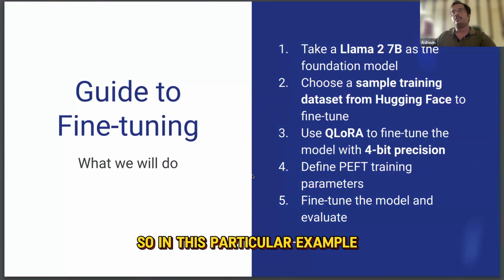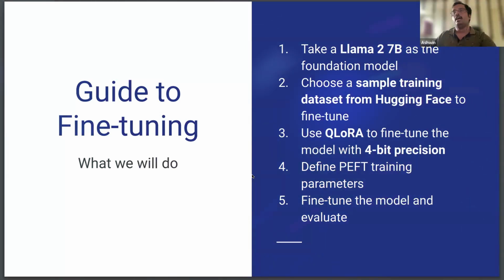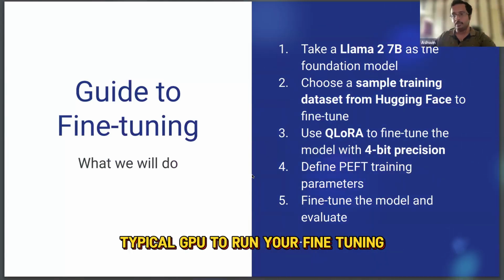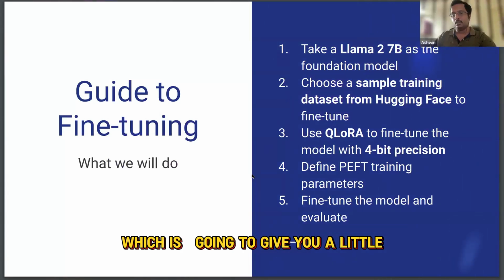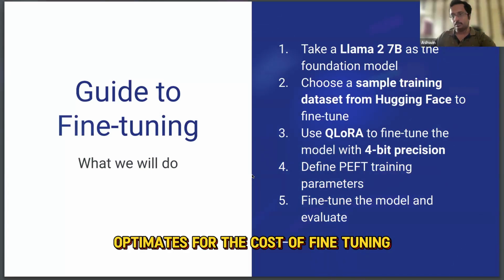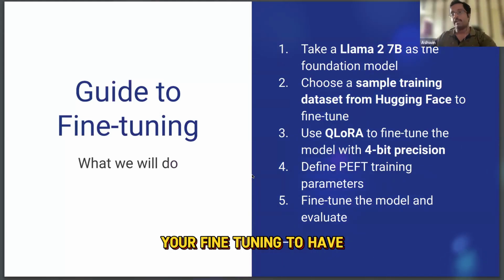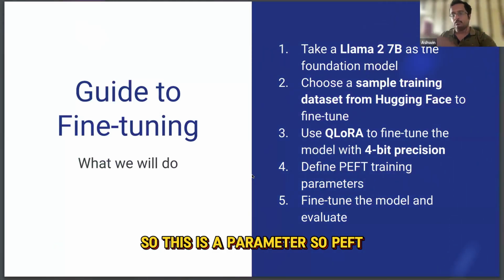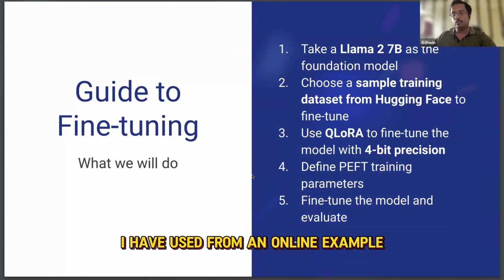In this particular example, I'm using QLoRA, which is a variant of the LoRA that you saw in the last screen. Normally it is 16-bit precision, which needs a typical GPU to run your fine-tuning. But we can reduce it to 4-bit precision, which is going to give you a little bit lesser performance, but optimized for the cost of fine-tuning. So the third step is to choose the algorithm and the precision that you want your fine-tuning to have. And the fourth step is to define your training parameters. PEFT has a set of parameters that you will have to send as input. I'm taking some parameters I have used from an online example.